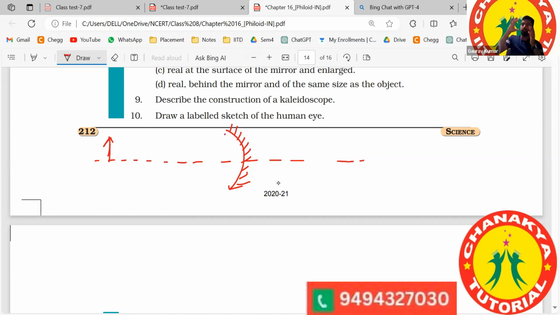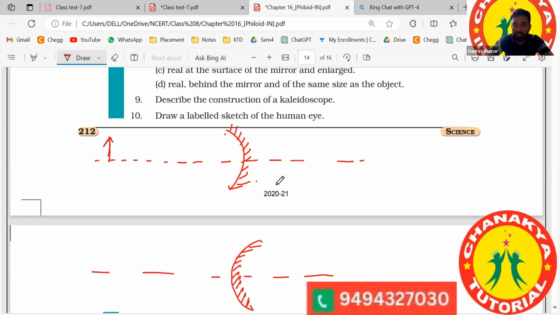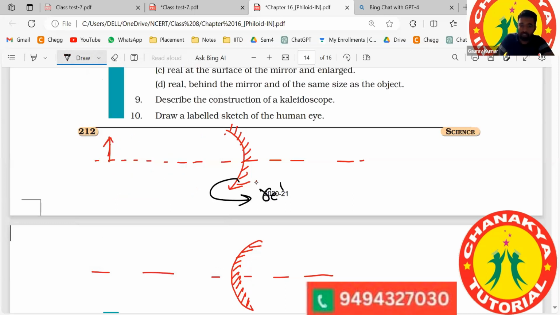The reflecting surface of a concave mirror is bulged in. Whereas when we see the convex mirror, it is like this. So this is the difference between these two: in a concave mirror, the inner part is the reflecting surface, whereas in a convex mirror, the outer part is reflecting.